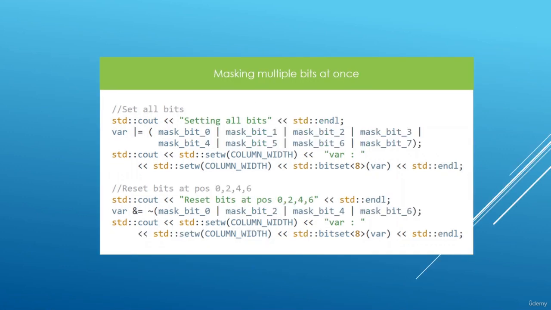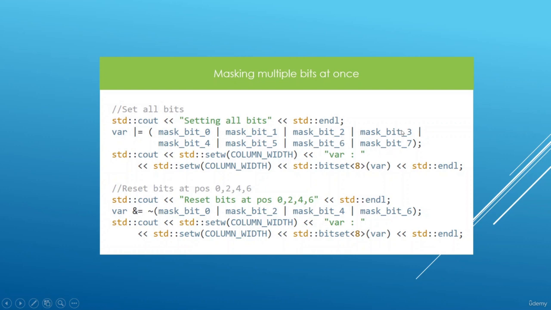One thing I want you to see is that we can also mask multiple bits at once, and we achieve that by taking our masks and bitwise ORing them together. Here you see that we have mask bit 0 all the way up to 7.